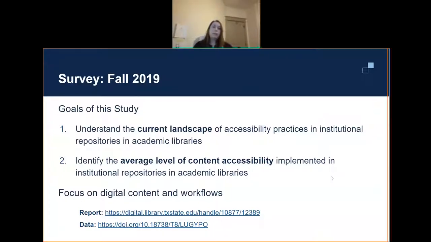So a little bit about the survey. We had two main goals with this survey: understanding the current landscape and then identifying the average level of content accessibility. We were specifically interested in the accessibility of the items within repositories and not necessarily the accessibility of the repository software itself, because that issue had been addressed in some other articles that we had found. The survey that we created was shared in the fall of 2019, and the report was released last summer. You'll find more information about the report and the data at the links below, and I'll make sure to share those links as soon as I'm done presenting.